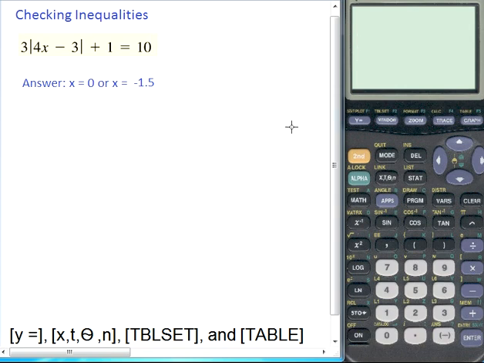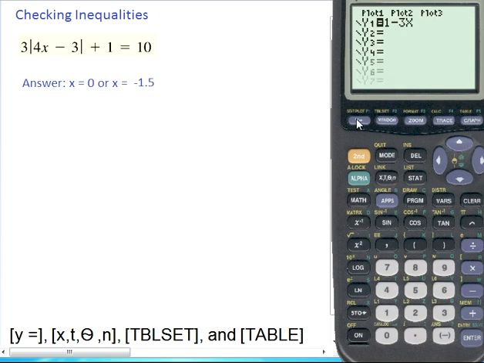Alright, well, this is actually an absolute value equation, not an inequality. And to check it requires checking as all equations do. So let's go to y equals, put the left side as y1 and the right side as y2, clear out what's in there, and we actually can put absolute values in. So let's watch how that's done.